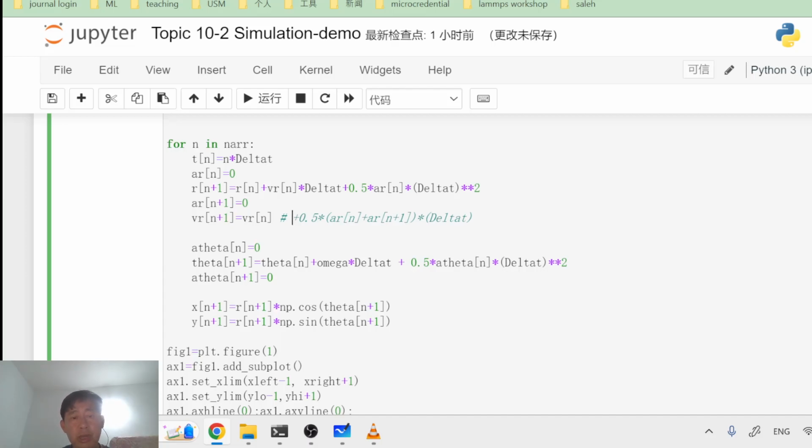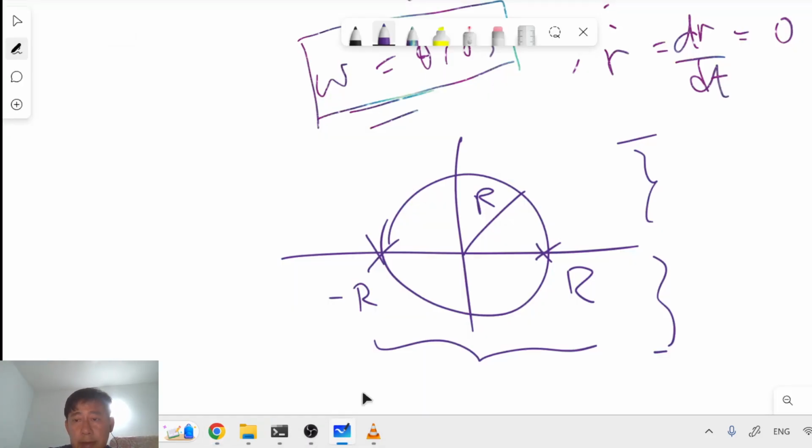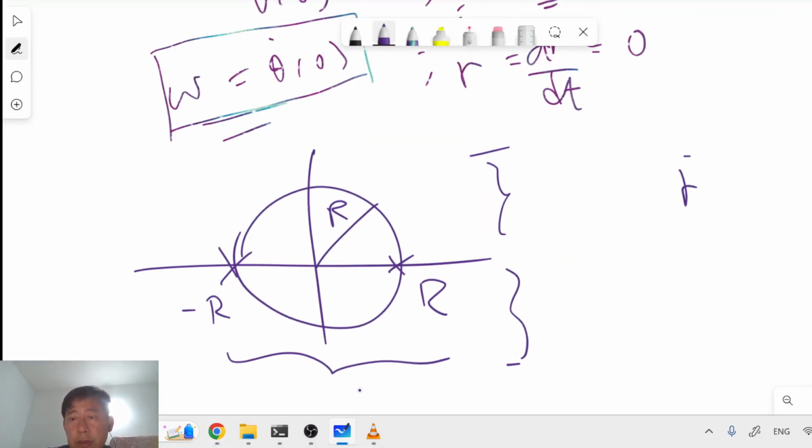That is, there's no change in the accelerations. Also, there's no change in the radial direction velocity, that is r dot, and r dot is always equal to 0 for the circular motion. There's no change in the magnitude of r, and theta dot is always equal to omega.